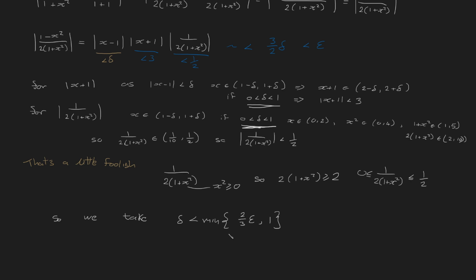And this 2 over 3, I don't necessarily need to carry exactly that, but any bound that works is going to be fine. So now that I have my delta, I can actually sit down, I can write a proof, although I leave that as an exercise in this case.